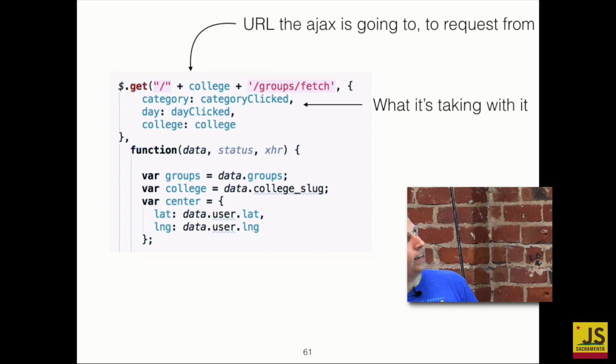So back to the jQuery get. Inside the parentheses, this is like the URL that it wants to go to get new data. And this is what you're carrying with it. So you're carrying with it, what category did they click? What day did they click? What college is it? You're carrying that to go fetch new data.